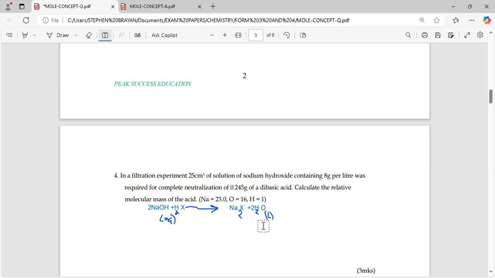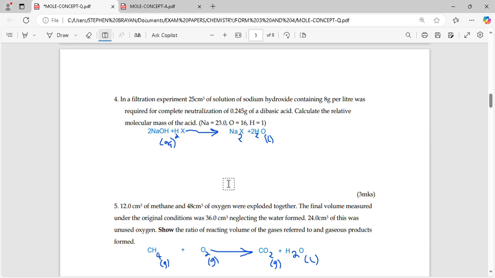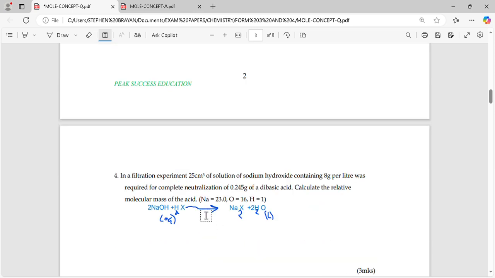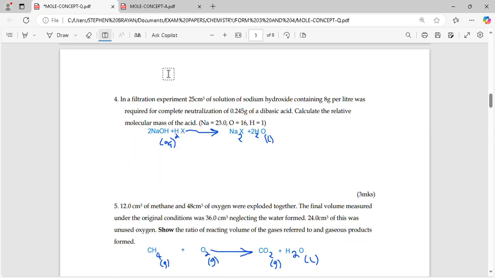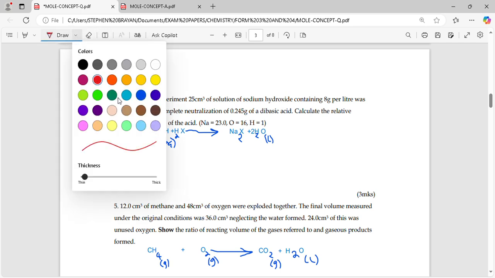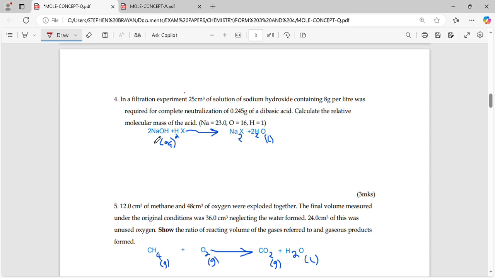Now let us go directly into solving this question. If you are solving this question, you must ask yourself, you have sodium hydroxide. You look at the information that you've been provided with about sodium hydroxide. You've been provided with the volume and the grams per liter, which is 8 grams per liter. So you have to note this information down here, below sodium hydroxide.